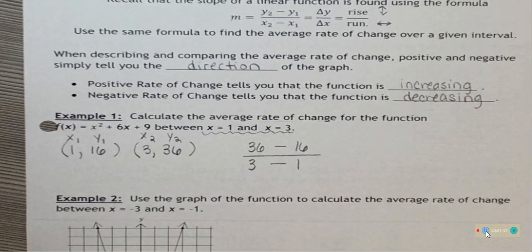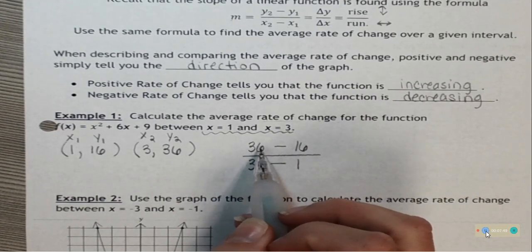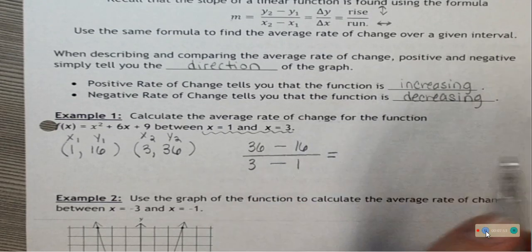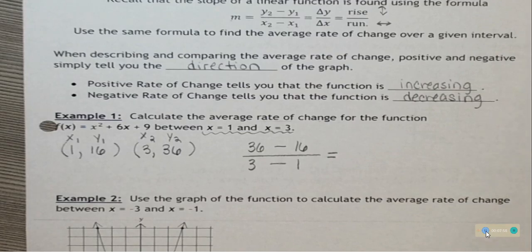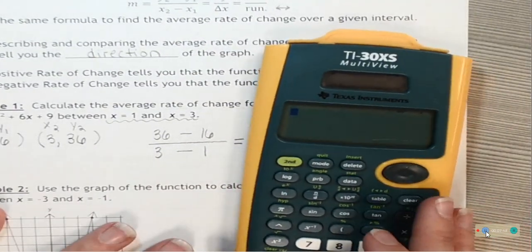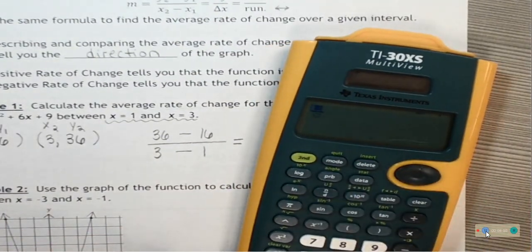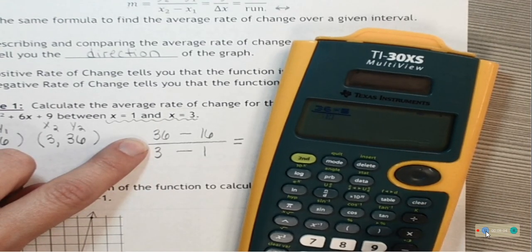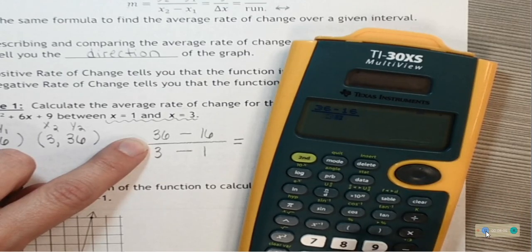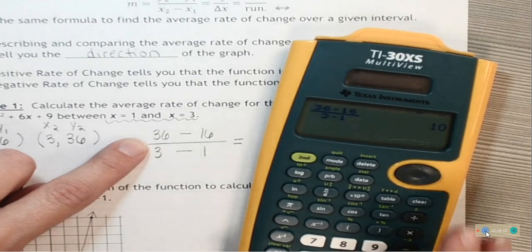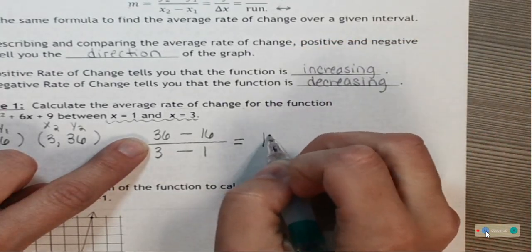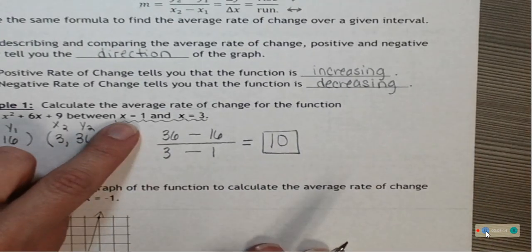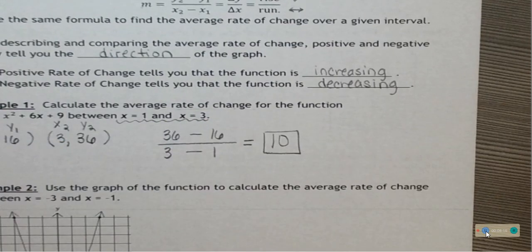Now, I could make you do this in your head and subtract these, and then subtract these, and then simplify. But what do you think Miss Slusher would tell you to do? Just go straight to the calculator, right? So you put your fraction first. You type what you see. 36 minus 16 over 3 minus 1 is 10. Your rate of change between x equals 1 and x equals 3 is 10.